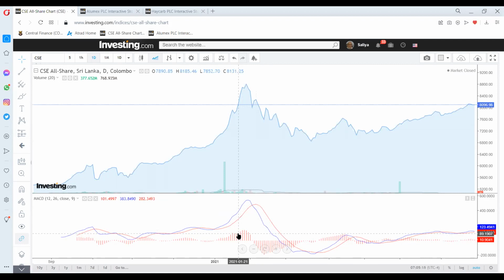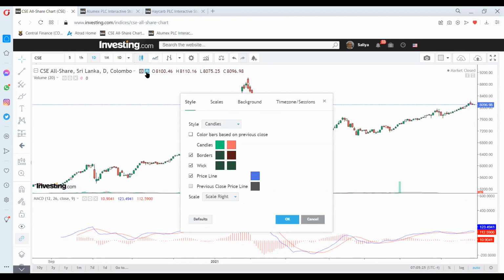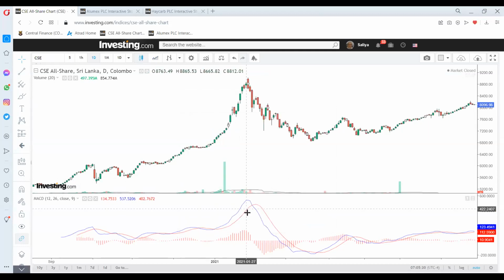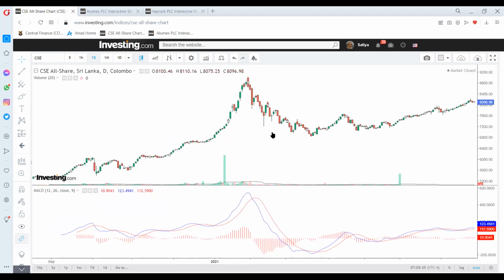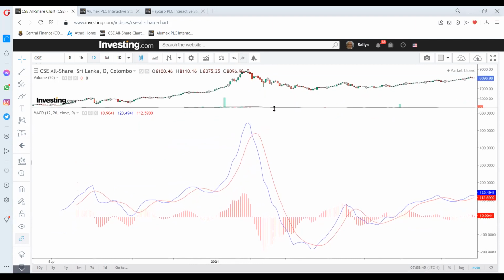Now, what are these is what we are going to look at. First, let me change that chart style to a candlestick bar chart, and I would like to take this price line out. If we expand this a little bit further like this, then you will see these lines clearly. Now, as far as the MACD is concerned, which is also known as the moving average convergence divergence, we make use of two moving averages.